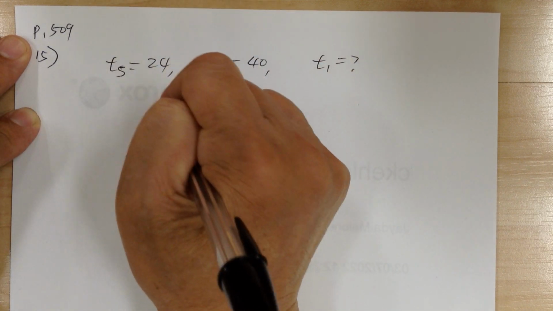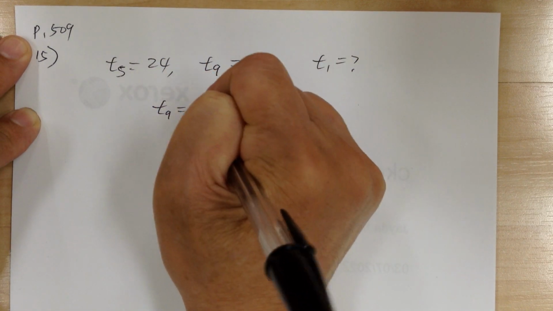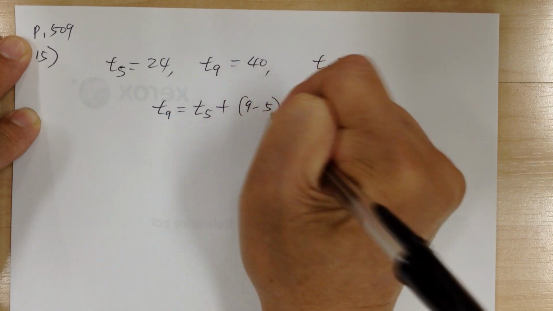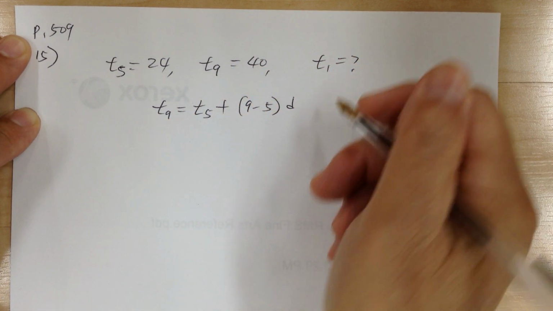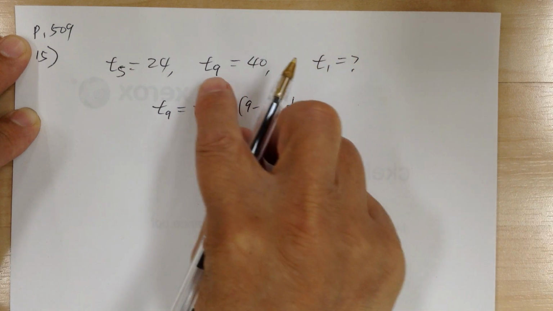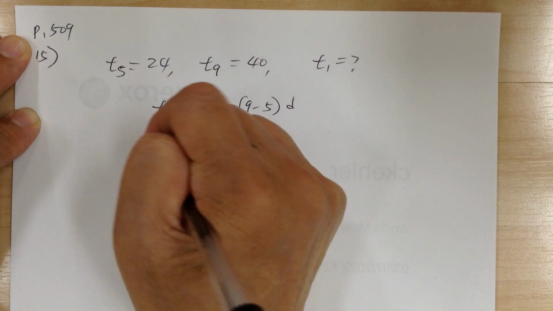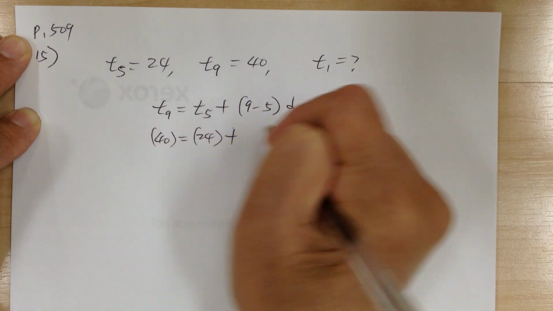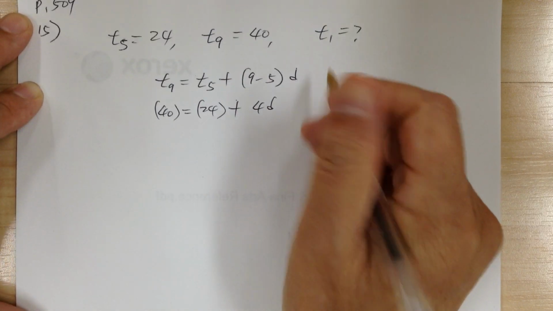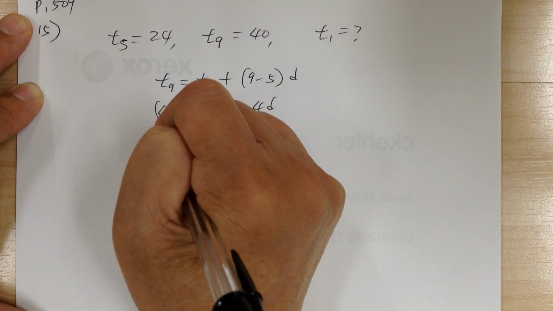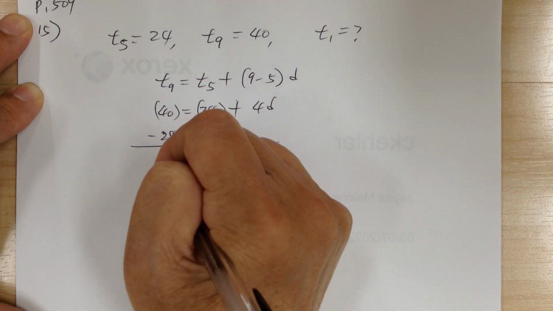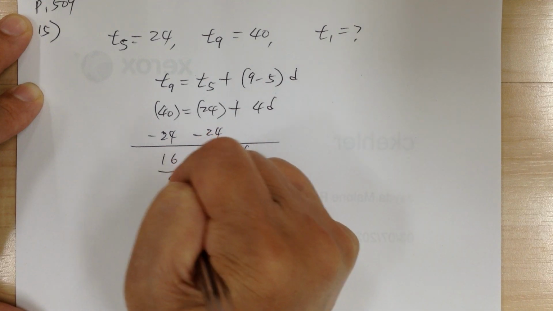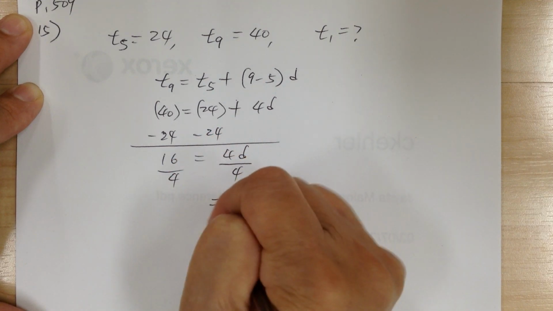So I'm going to use T9 equal to T5 plus, now I use 9 and 5, so 9 minus 5 times D. Then next I have to substitute all the numbers in here. So T9 is 40, T5 is 24, and this would be 4D. So minus 24 on each side. So I get 16 equal to 4D. So divide by 4, divide by 4. So I got D equal to 4.